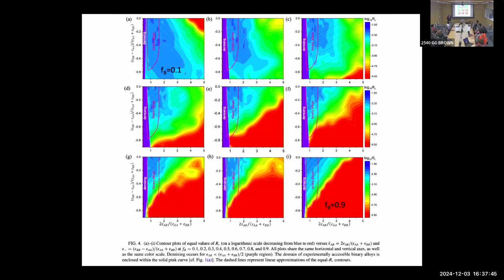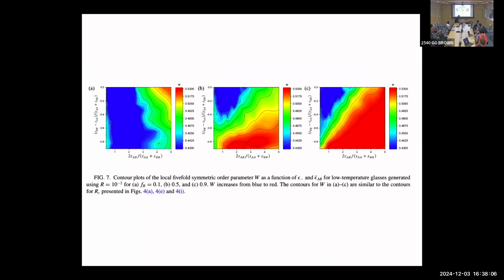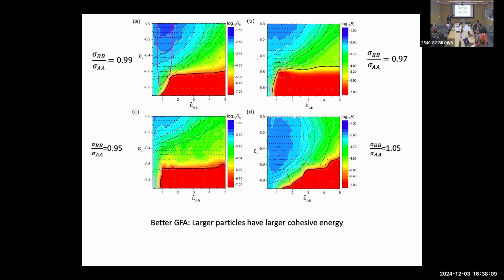The bad news about this model, which is related to what Jesse was asking, is that the features of the binary alloys occur in this nose. This nose is repeated. So in general, this is not a quantitative model for metallic glasses because the nose is happening right here. But in that slide I was varying all the energetic parameters and I wasn't varying the size ratio.